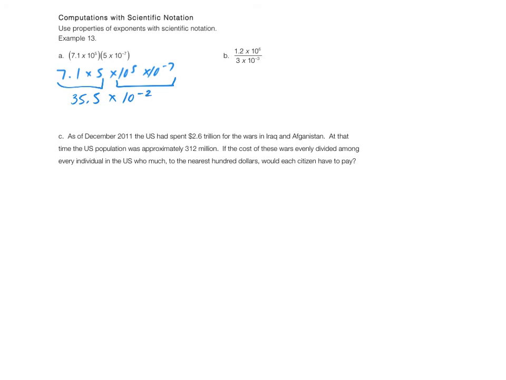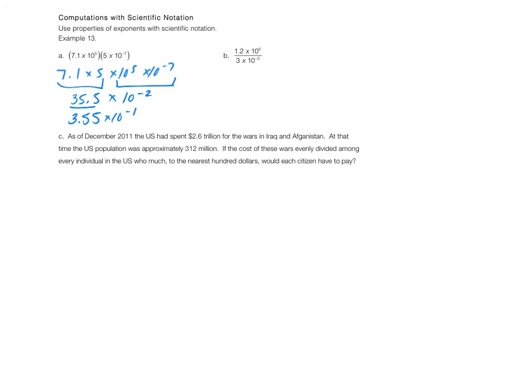But I'm not quite done because it's not in scientific notation. This number needs to be between 1 and 10, and right now it's not. So to do that, I make that 3.55, and since I made this number smaller, my exponent's going to become a larger number. Now, I'm going to move it one place because that's how many I moved it, but one number larger than negative 2 is actually negative 1. So that is my answer.